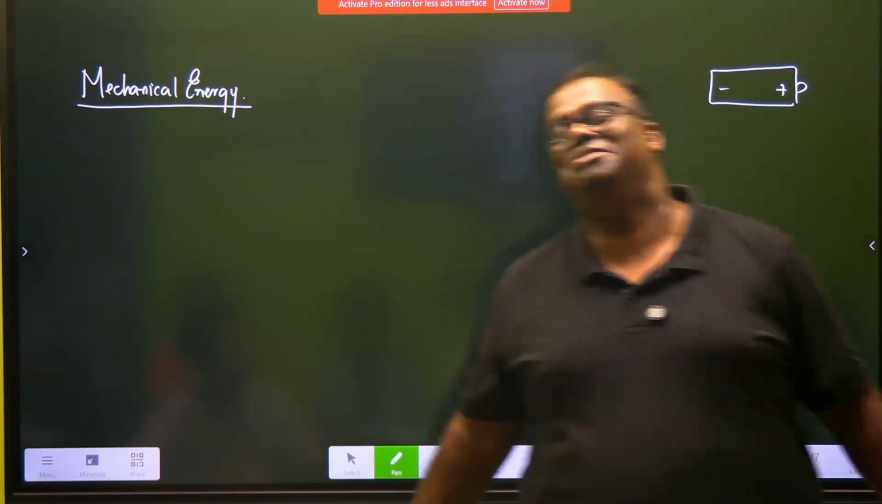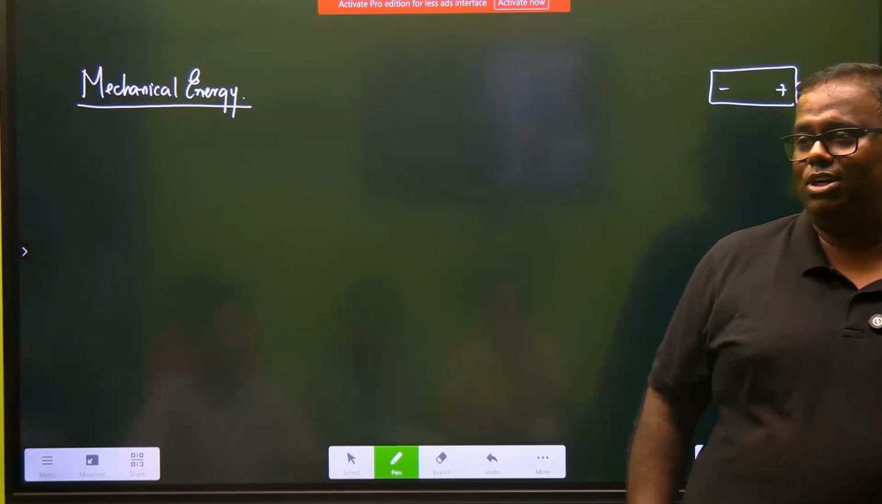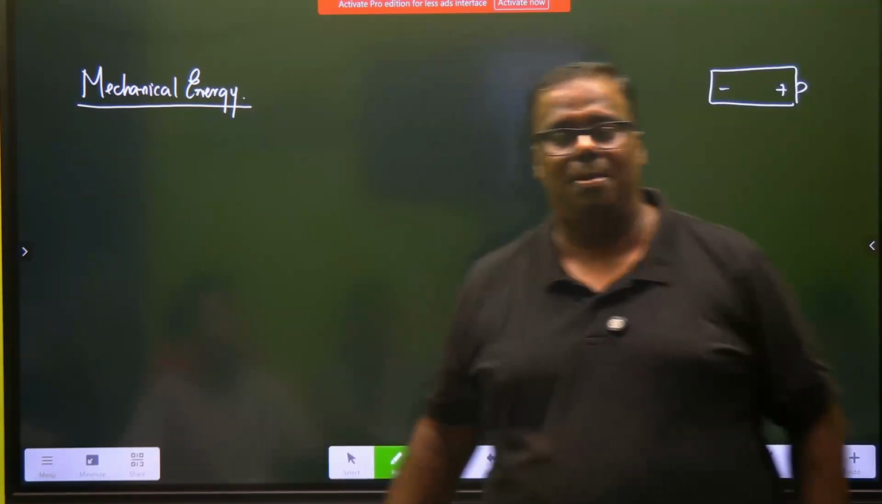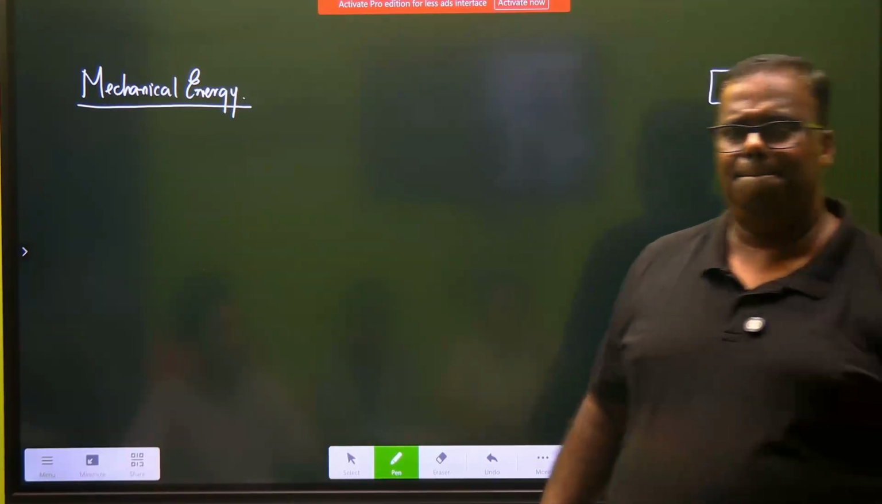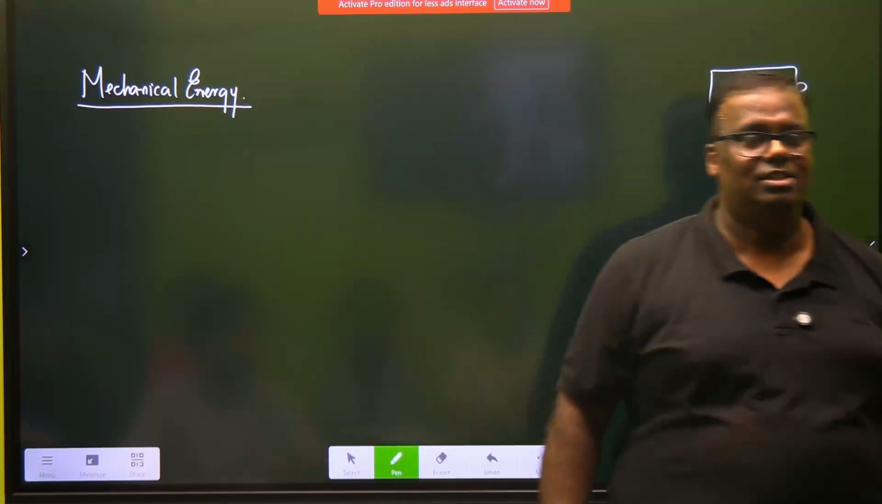What is happening in a fan? Electrical energy is converted to mechanical. What is happening in a generator? Chemical energy is being turned into electrical. We call it DG.